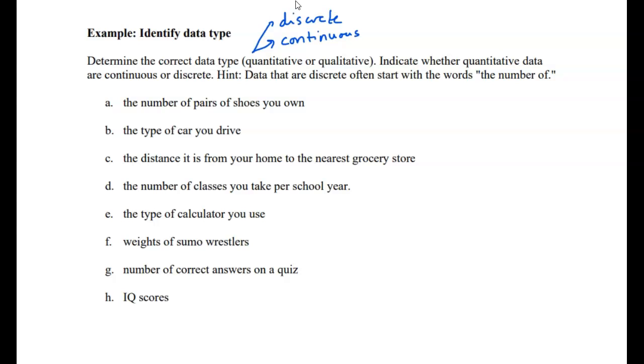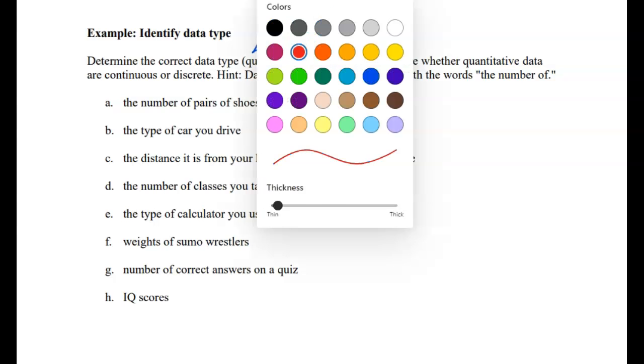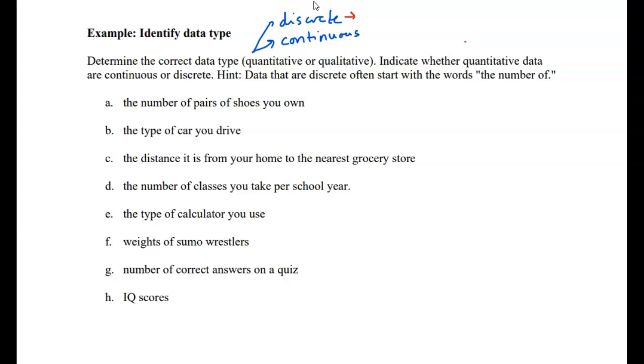Discrete means that you can count individual items. Continuous means that it's not discrete. You can't count individual items in your data. It's something that's measured. That's a good way to think about it. Discrete is things that you can count, and continuous is things that you can measure.